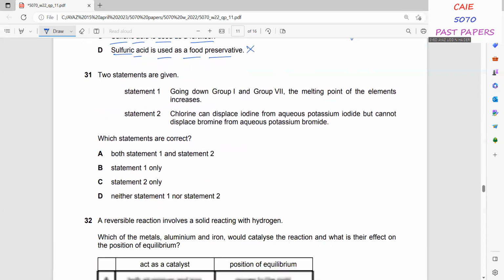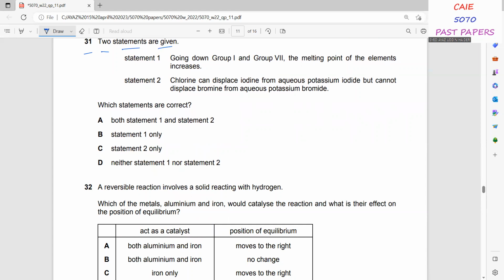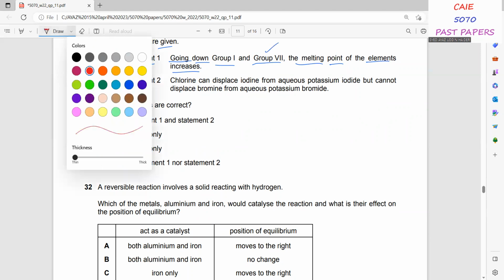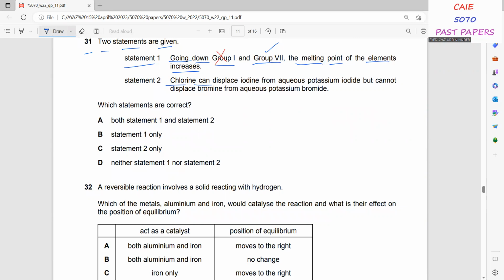31. Two statements are given. Statement 1, going down group 1 and group 7, the melting point of the elements increases. In case of group 7, the melting point increases, but not for group 1. So this statement is wrong for group 1. Statement number 2, chlorine can displace iodine from aqueous potassium iodide, but cannot displace bromine from aqueous potassium bromide. If you see the position of chlorine in group 7, chlorine is above both bromine and iodine.